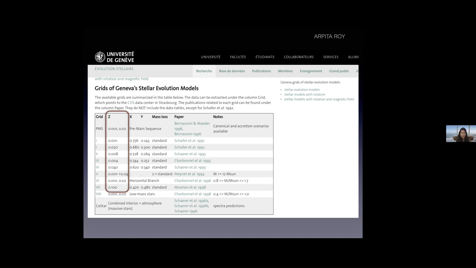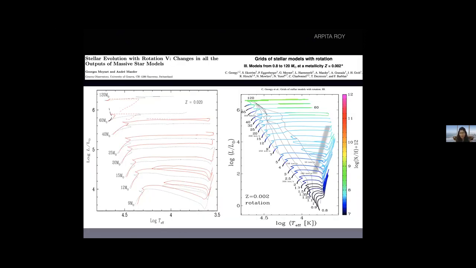And now the next part is, what are the different mass resolutions? If you look at the left side, this is the Meynet and Maeder paper, 2000. This is a very famous paper, and this is at solar metallicity. This is the HR diagram. They have tracks for rotating and non-rotating cases. And if you look at the higher mass regime, you can see that they have only 3 masses, that is 40, 60, and 120 solar masses.